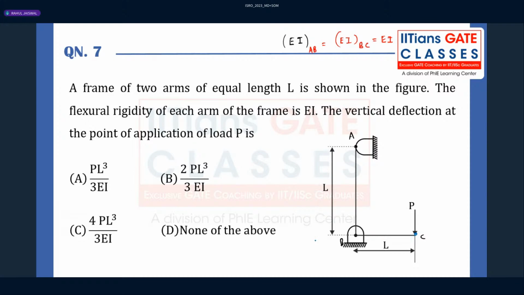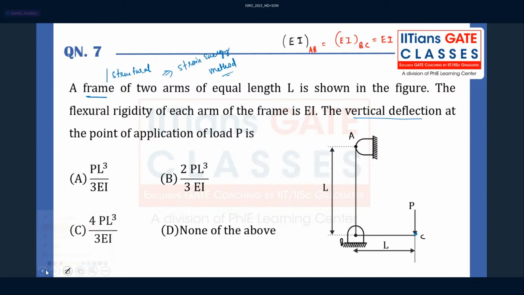Whenever any frame question or any structural component is given to you, and whenever they are asking for vertical deflections, always use the strain energy method. I will tell you a shortcut to do it in a very quick amount of time, so that even though the method is lengthy, you can solve it in examinations.